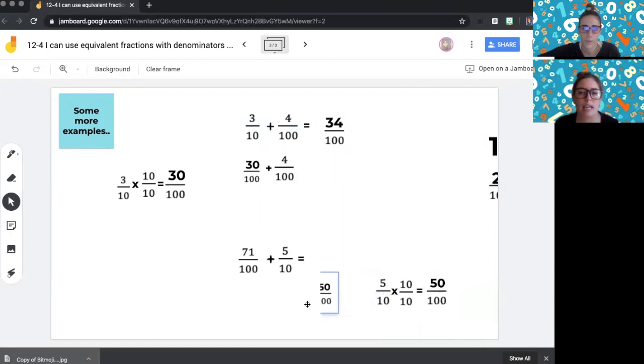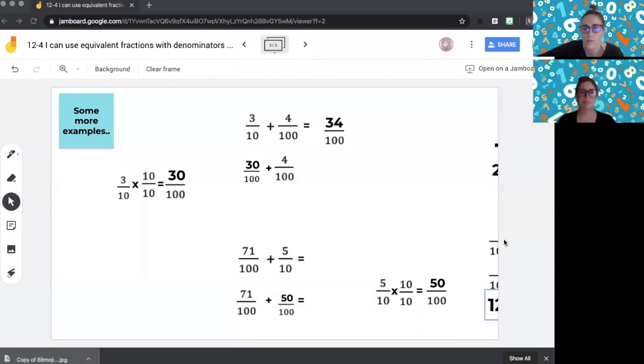So then now I can add 71 hundredths plus 50 hundredths. I'm sorry, 51 hundredths, which will equal 121 over 100. That looks like another improper fraction, Ms. Schultz. How can we turn that into a mixed number?